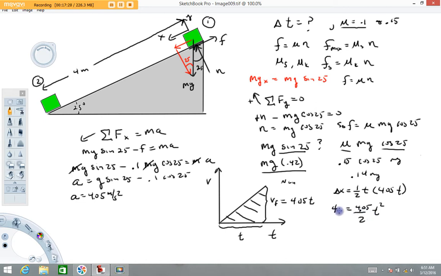Whoops, let me go back. This was, let me talk units just for a moment. This was 4 meters. This term would have units of meter over second squared, and then we would solve that for t. It'll come out in seconds. So the t is going to be 4 times 2 divided by 4.05, and then square rooted. I got 1.4 seconds out of that.